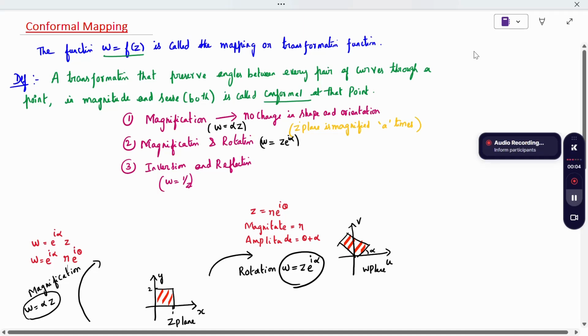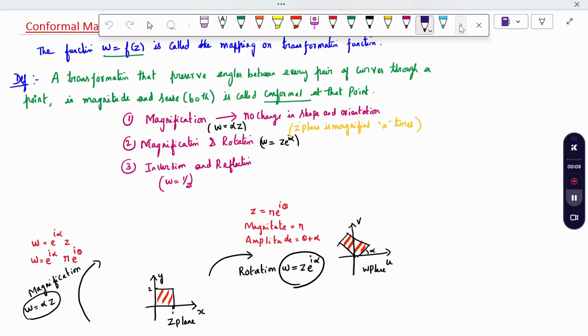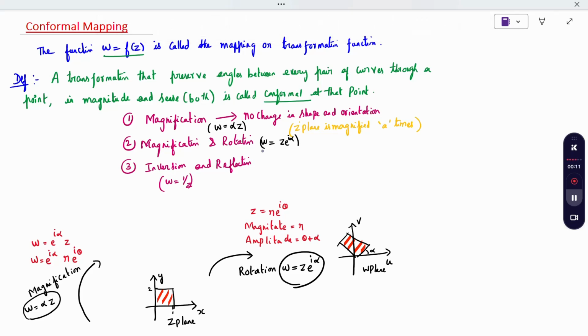Hi all, today's topic is conformal mapping. What do you mean by conformal mapping? A function w equal to f of z is called a mapping or transformation function.